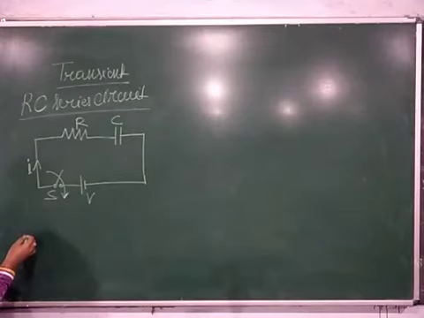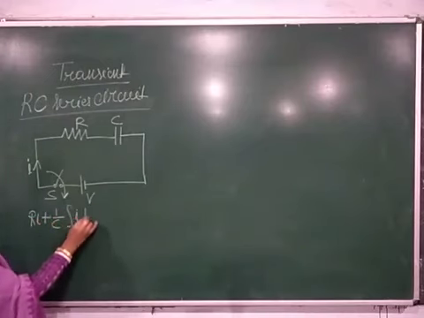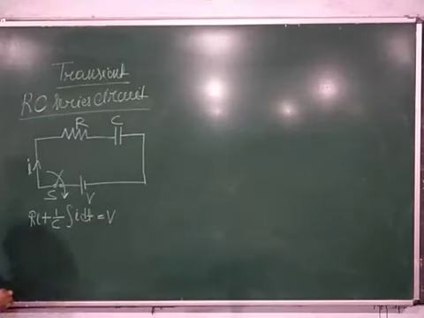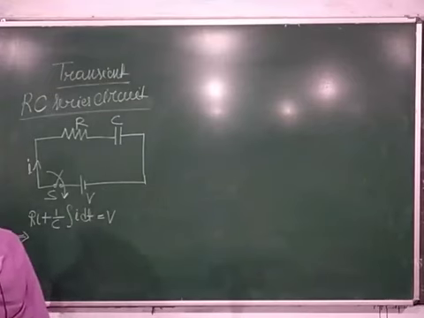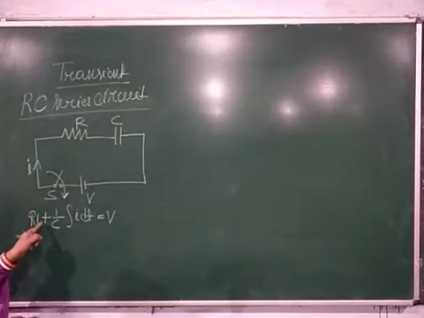the KVL equation as Ri plus 1 by C integration i dt is equal to V. And if you take the derivative of this equation, here our motto is to find the output response. In transient response, the output response is i. So here we find the equation for current.